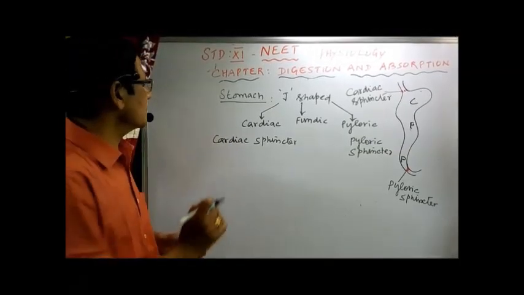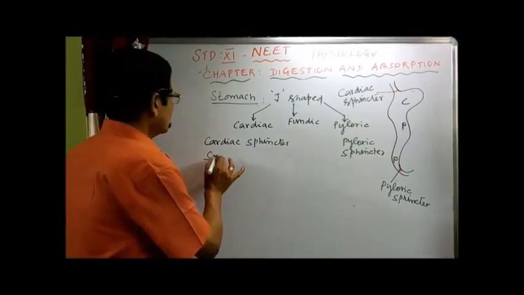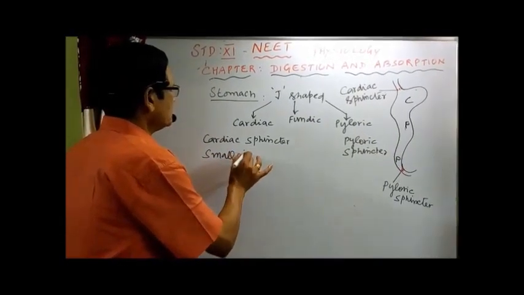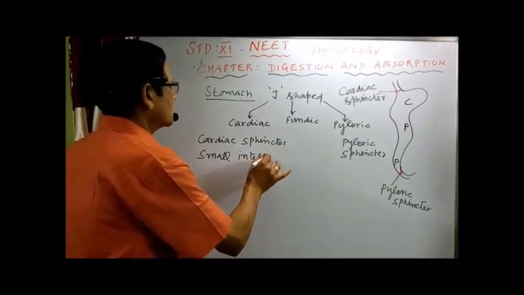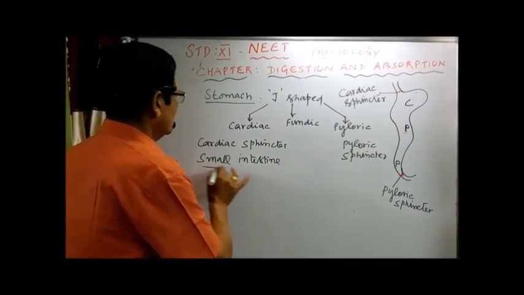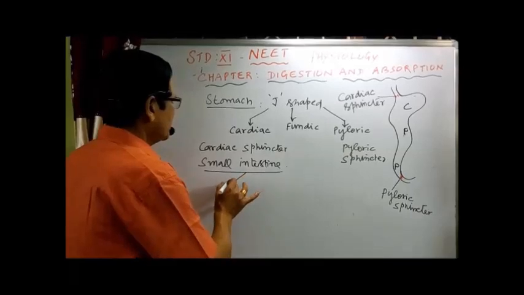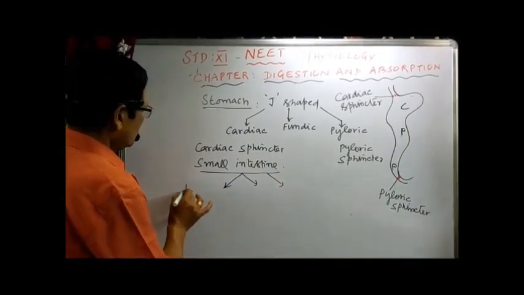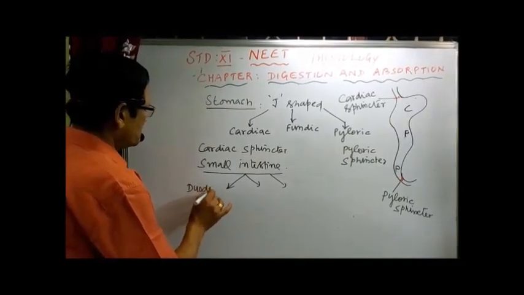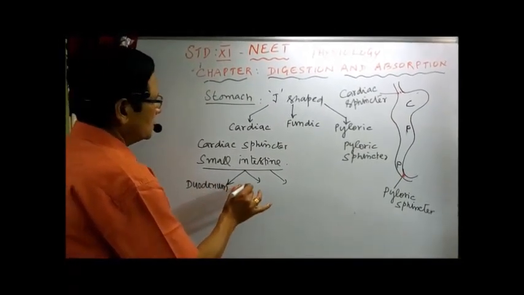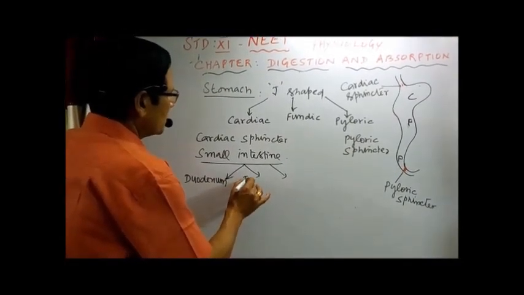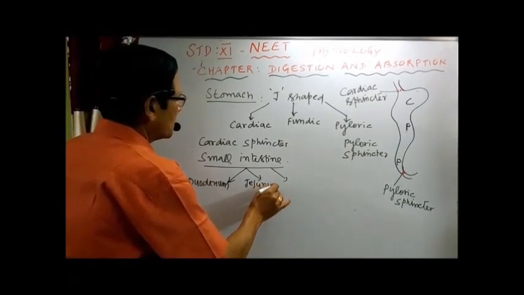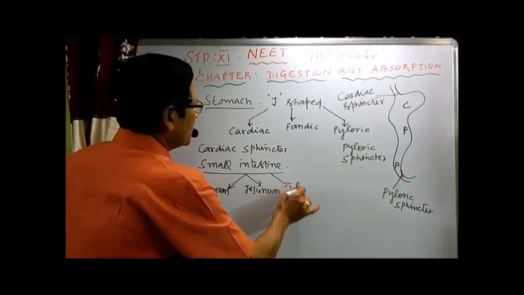Now the stomach is followed by the small intestine. It is divided into three parts: one, duodenum; number two, jejunum; and number three, ileum.